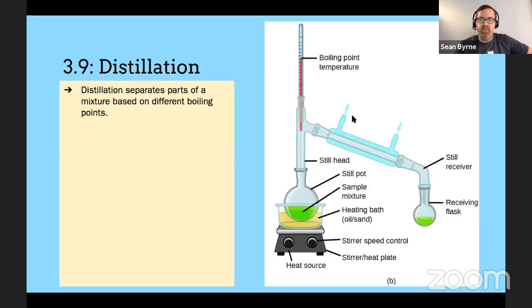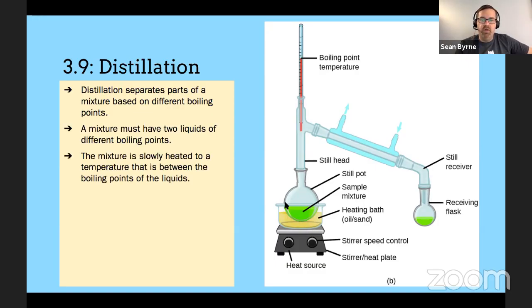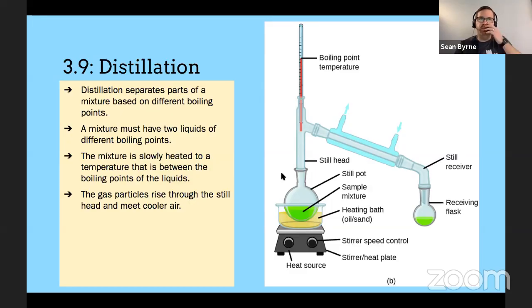And so you have a setup that looks something like this setup over here on the right-hand side of the page. You have a heat source over here. Your sample goes into this container on this side. And we're going to slowly heat this mixture to a temperature that is in between the boiling points of the 2 liquids. And I'll give you an example in just a minute, so stick with me. And what will happen is the liquid that has a lower boiling point will boil first.